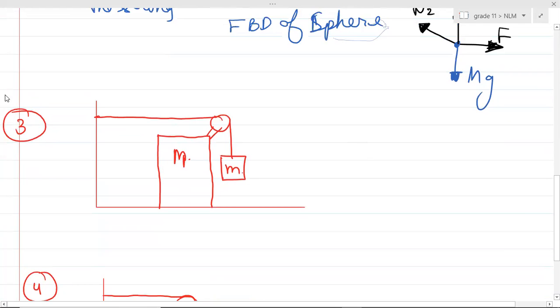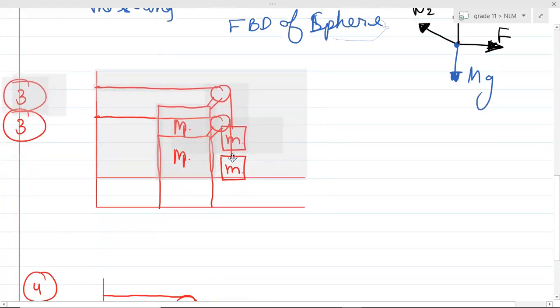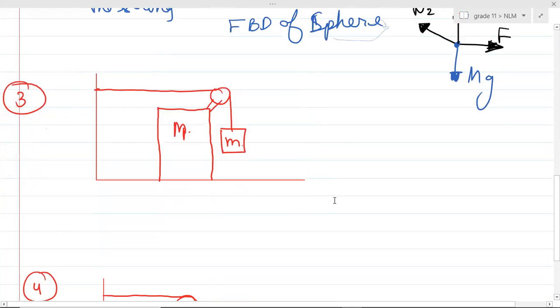Okay. So, third question now. Please do the third question now. How many objects are involved over here? 3 objects. Sure, no problem. So there are 3 objects involved over here. What are those 3 objects? M, m, and the pulley, right?